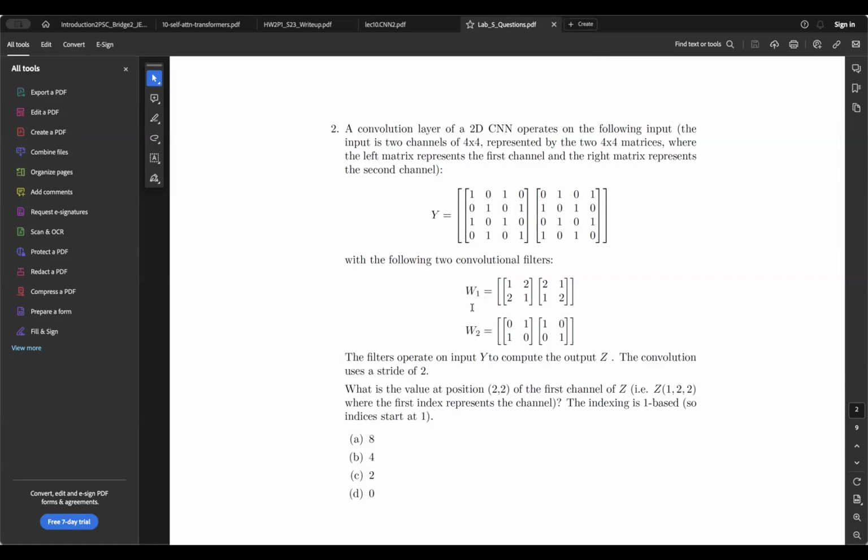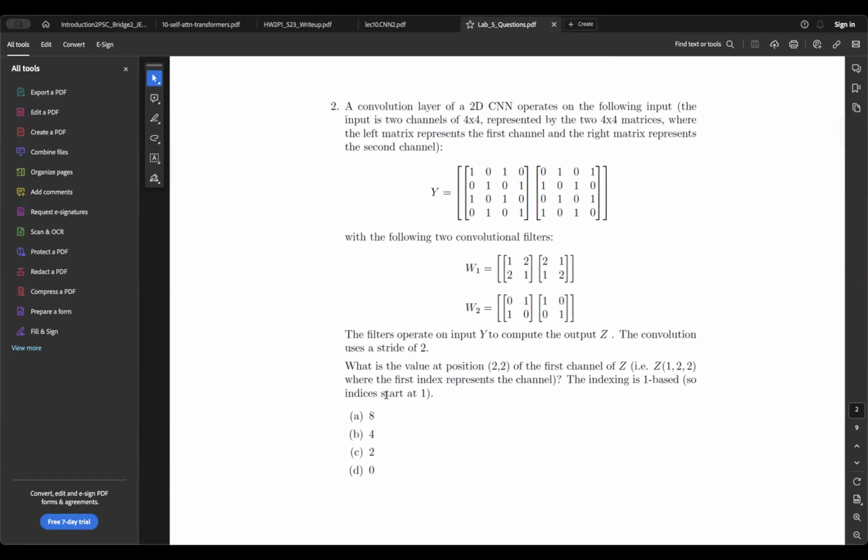So here we provide the two filters, W1 and W2. Then it goes ahead to say that the filters operate on input Y to compute the output Z. The convolution uses a stride of 2. What is the value at position 2,2 of the first channel of Z, i.e. Z122, where the first index represents the channel? The indexing is 1-based, so indices start at 1. Could you take a couple of minutes to work out the solution?